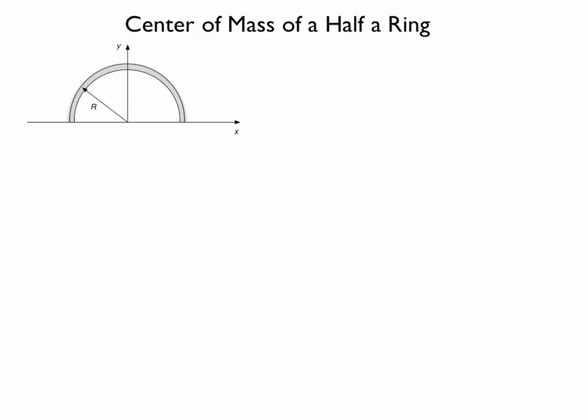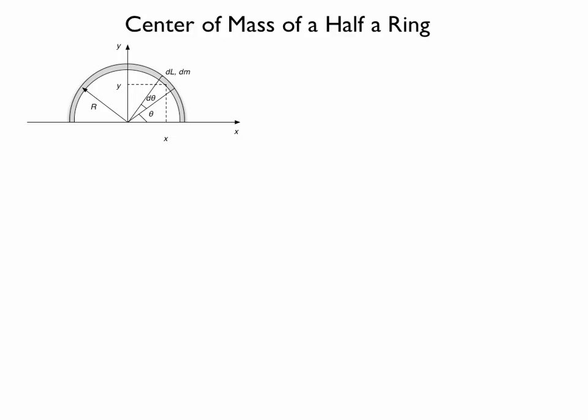We will calculate the center of mass of a half a ring with a radius r. We consider a small segment along the ring with a length dl and mass dm. It has the shape of a circular arc and an angle theta with a positive x direction and subtends an angle d theta. Its position is given by the two coordinates x and y.